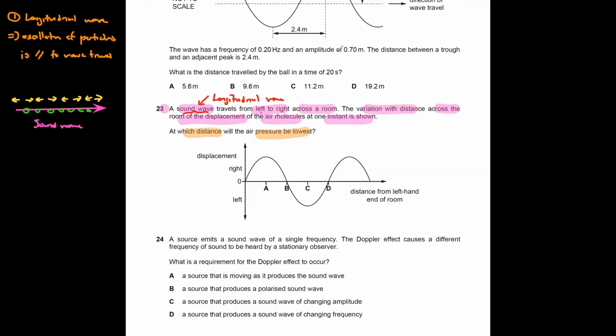Now, the graph that you have here is a graph of displacement of your air molecules at a particular instant. So this graph that you have is a displacement-distance graph, showing you the displacement of all the individual air particles at one particular instant of time. It could be that maybe say this one is actually at t equals to 1 second. And then these are the displacements of all the particles A, B, C, D, E, F, G at that time. Okay. So in our case, how do you interpret this graph?